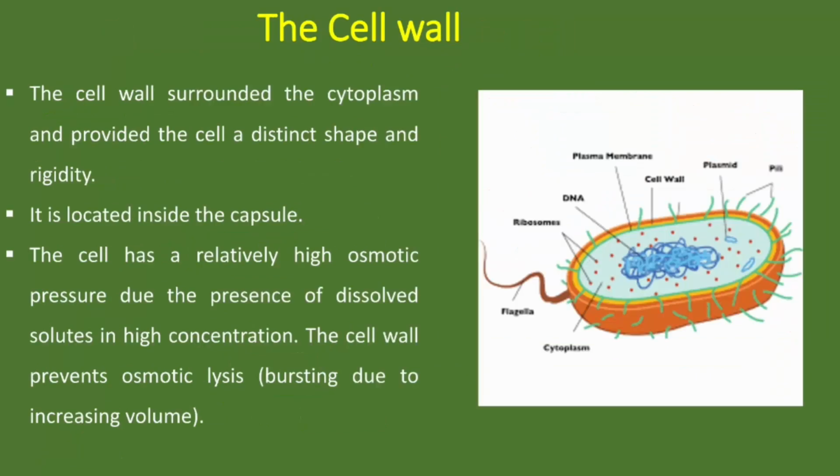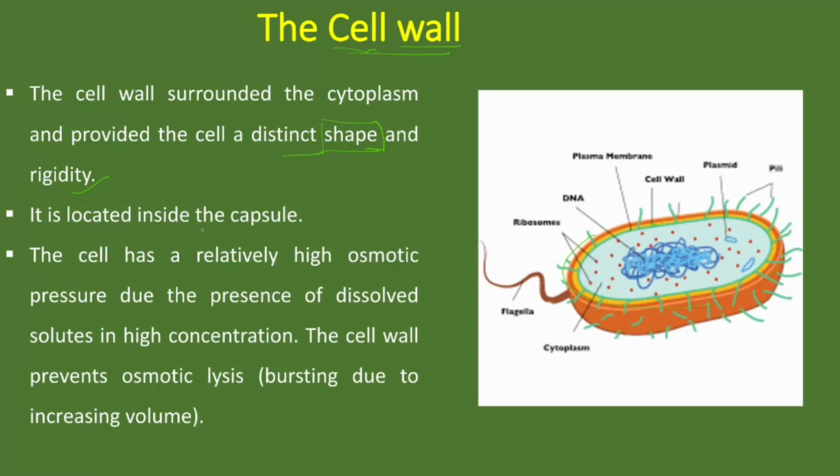The next structure which we will see in the prokaryotic cell, or we can say the bacterial cell, because bacterial cells are the classical example of prokaryotic cells, is the cell wall. The cell wall surrounds the cytoplasm and provides the cell a distinct shape and rigidity. So the function of the cell wall is to provide a distinct shape and rigidity to the cell. Here you can see this outer layer is known as the cell wall.